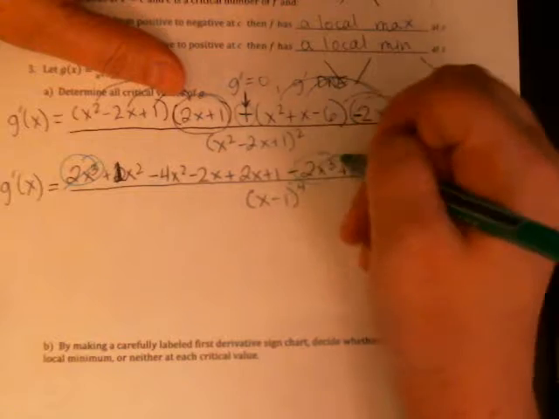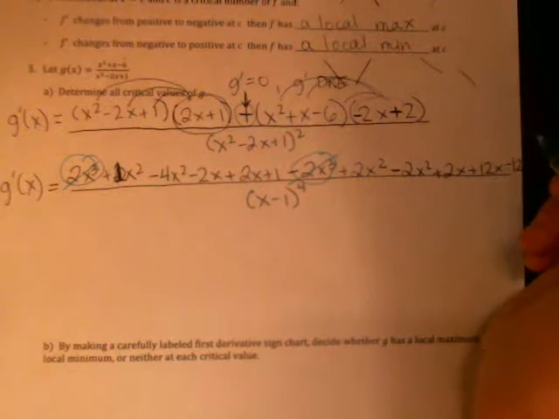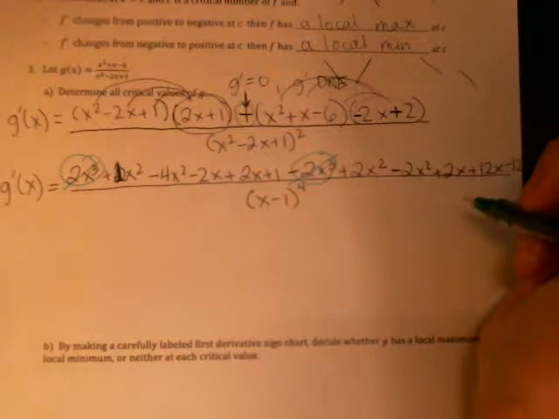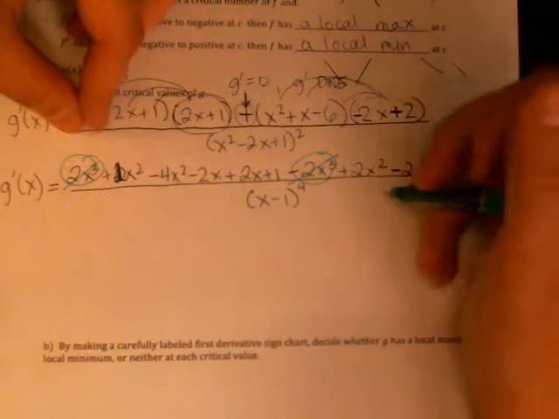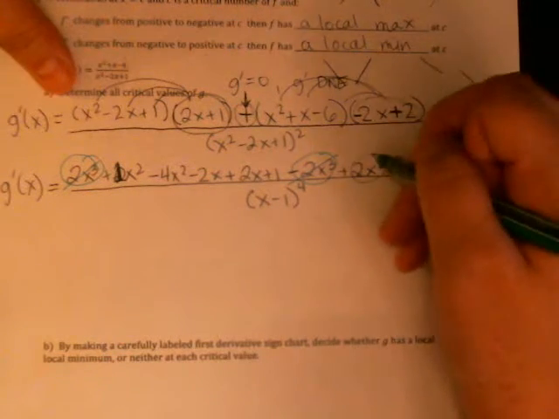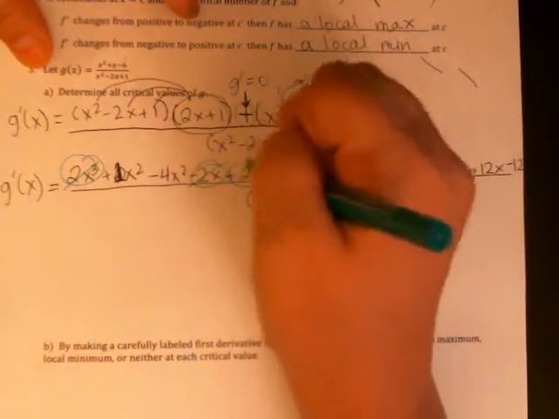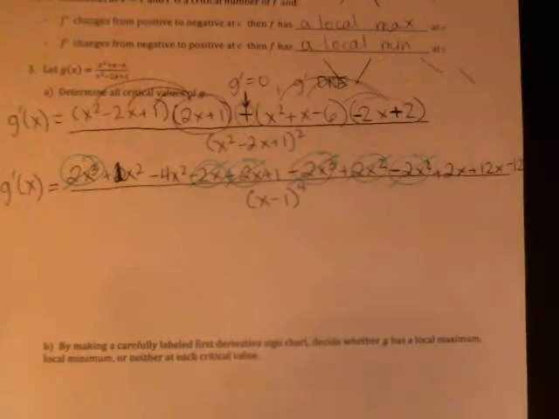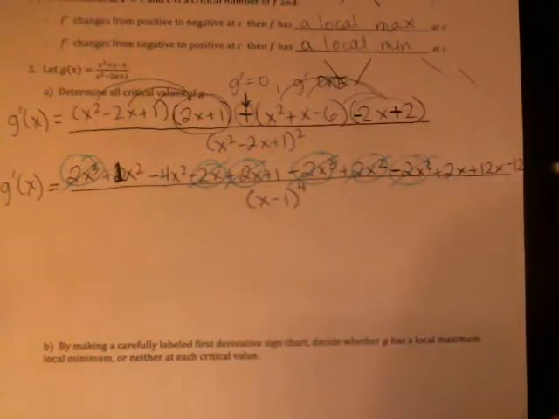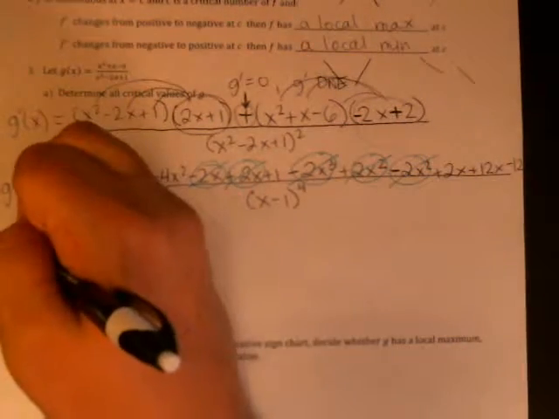I can see my 2x cubes going away completely, which is nice. Quadratics are much easier for me to factor than cubics. Over here, I see some 2x squareds dropping out. Is there anything else I can get over here? I see some 2x's dropping out. Okay, I don't know that the rest of these are just going to go away. So let's just see what we have.